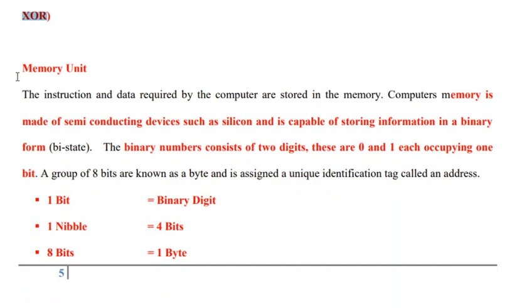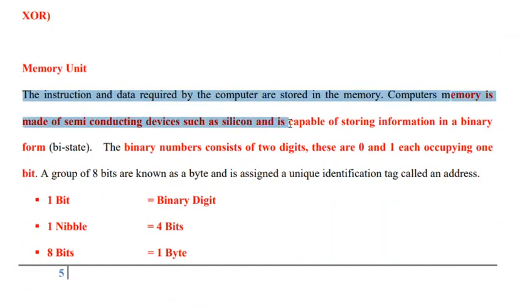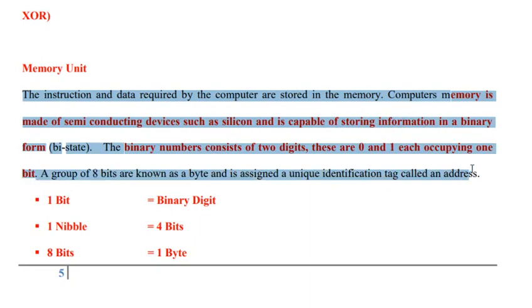Now, memory unit is a unit that is capable of storing instruction and data that is to be processed by the microprocessor or the central processing unit. Computer memory is made of semiconducting devices such as silicon, and it's capable of storing information in binary form, that is in the form of zeros and ones. The binary number consists of two digits, zeros and ones, each occupying one bit of memory space.